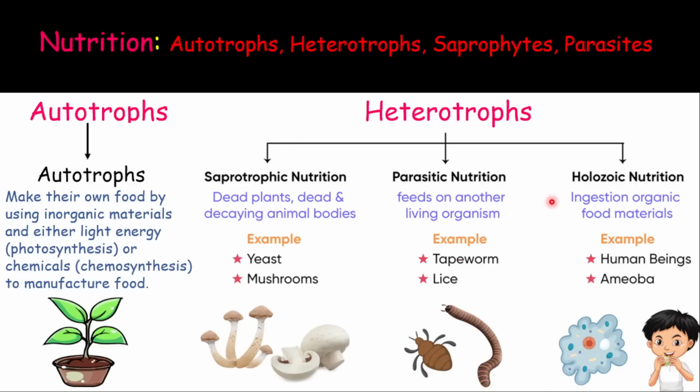We also have our holozoic nutrition, which includes us. We ingest organic food materials. Amoeba is also an example of that. So these are different types of feeding. That's how we feed. Generally in the CSEC exam, they talk about saprophytes. Even in the previous exam, they talked about parasites. And of course we are always there, and we just refer to ourselves as heterotrophs, really. But the correct term for us is holozoic feeders.